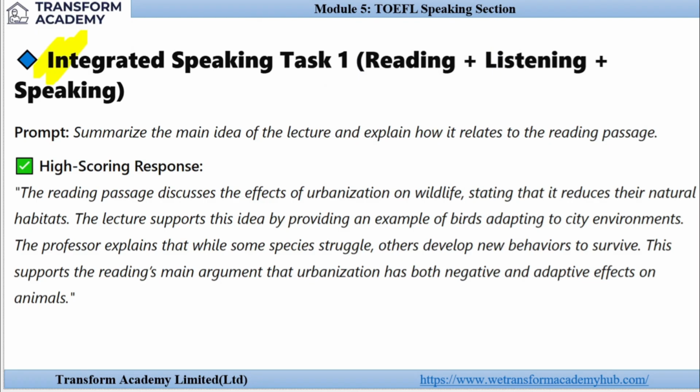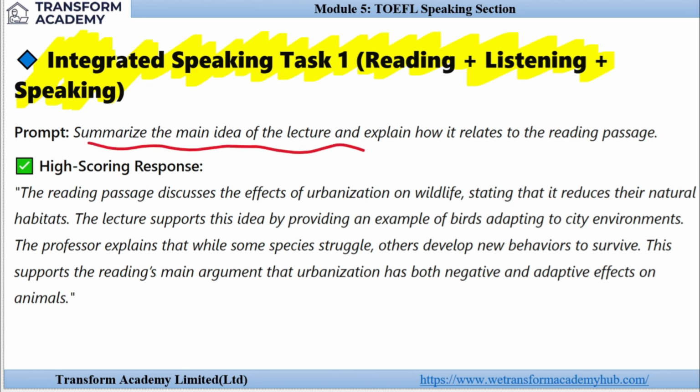Now, the integrated speaking task one, that's reading plus listening plus speaking. So, the prompt is: summarize the main idea of the lecture and explain how it relates to the reading passage. Suppose you read the passage and you heard the lecture. Now, you're going to summarize the main idea of the lecture and explain how it relates to the reading passage. So, this is a sample high scoring response.